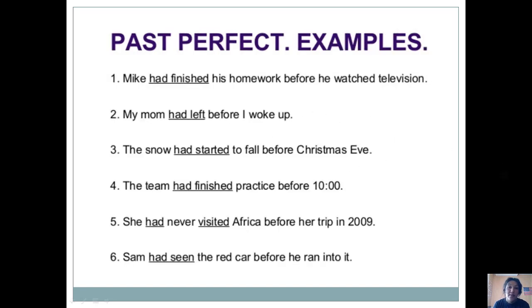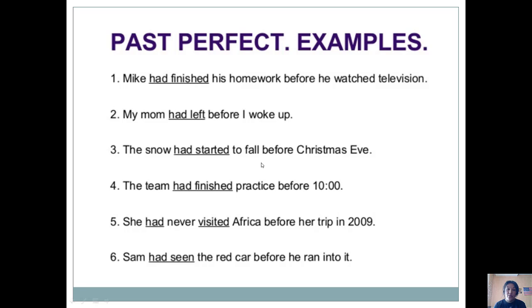Okay. The next, here we have a list of examples. Mike had finished his homework before he watched television. This action happened first, and then he watched television. Here you can see two actions in the past. My mom had left before I woke up. The same situation here, the same story. Two actions in the past, and this happens first.